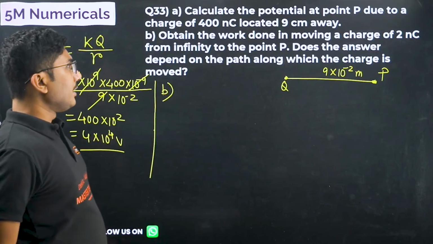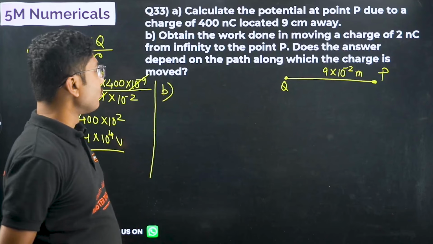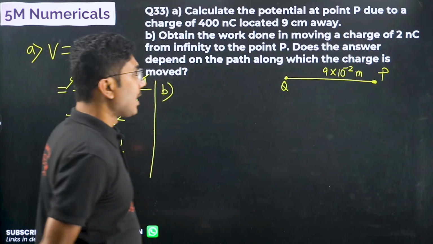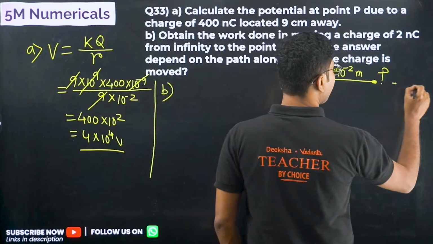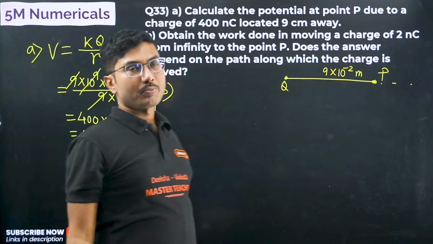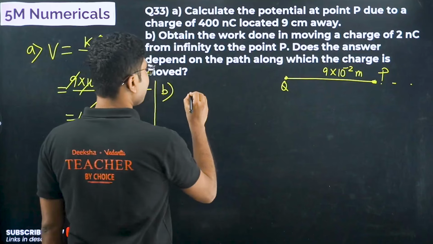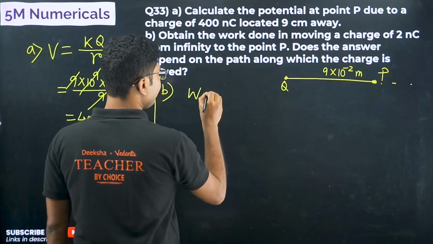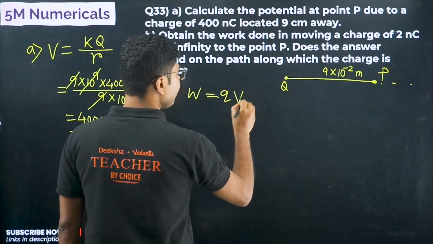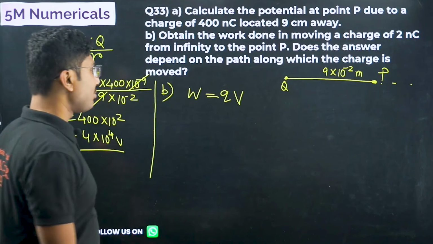Obtain the work done in moving a charge of 2 nanocoulomb from infinity to the point P. Okay, now we are trying to calculate the work done to bring a charge from infinity to this point P. Work done to bring a charge from infinity to a point is given by the magnitude of the charge times the potential at that point.